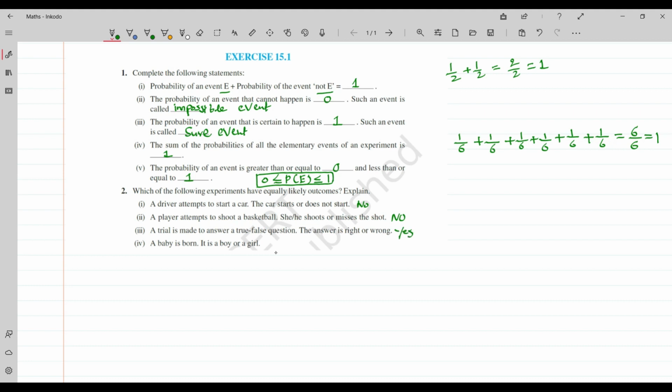Let's see the reason. The outcome in the trial of a true or false question is either true or false. Hence, the two outcomes are equally likely. Now let's see the last part. A baby is born. It is a boy or girl. This one also, yes. Let's see the reason. A baby can be either boy or girl, and both the outcomes have equally likely chances.